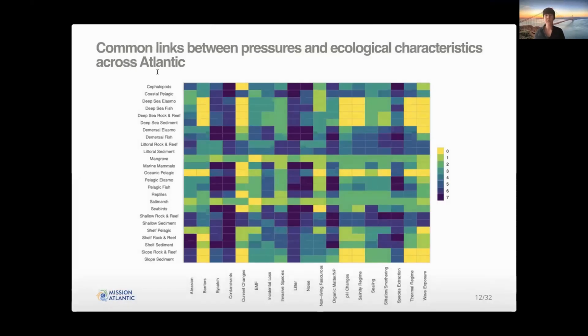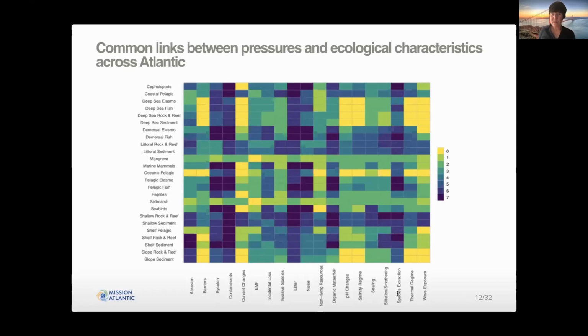What we are often more interested in are really the pressures that directly link to our ecological characteristics. Here again, across the Atlantic, along the x-axis are the pressures, along the y-axis are the ecological characteristics. Yellow means there's no linkage, and blue means that in 7 case studies we found the link. And so what I mainly want to highlight is that we find contaminants and litter affecting or linking to all of those ecological characteristics. And that is really something that we see almost across all the case studies. Not in mangroves and salt marsh, because they are not existing in all case studies.